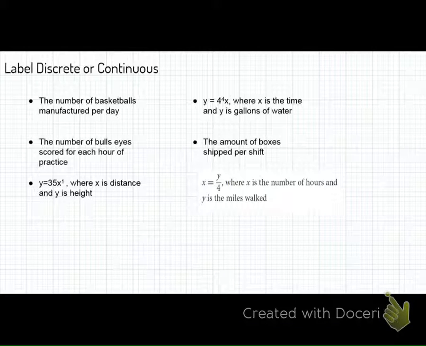Everyone's discussing. Remember, discrete is various points on a graph that are not connected, and continuous is when things keep going on forever, okay? So let's have the teacher pause the video here and have students talk about this for about a minute.